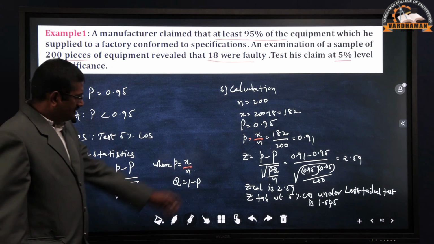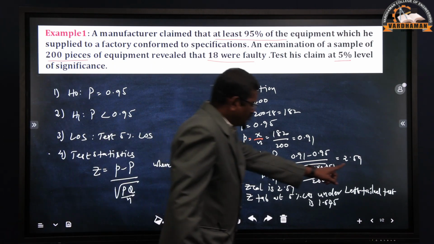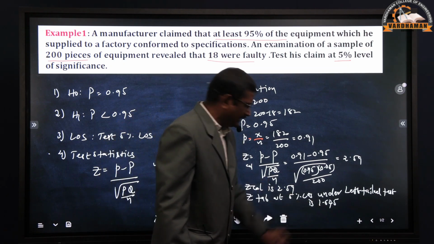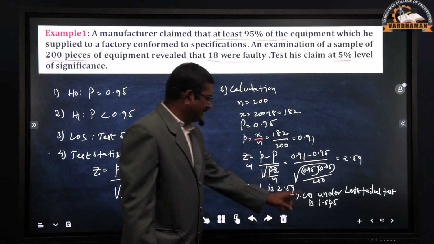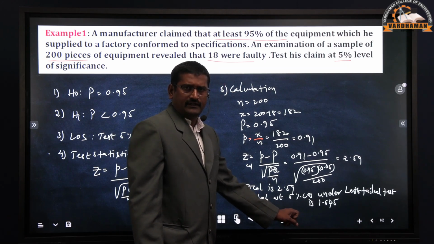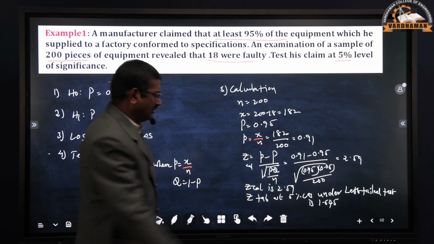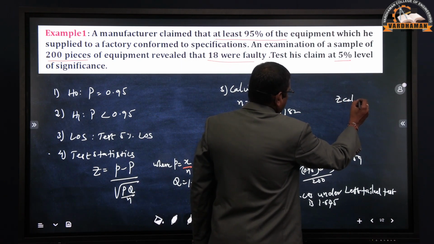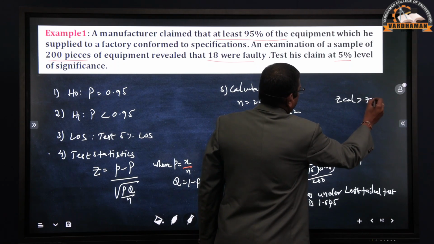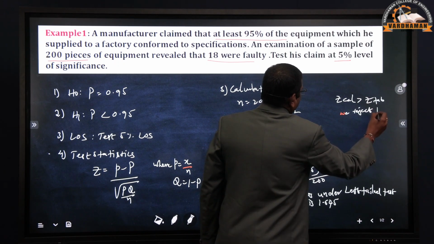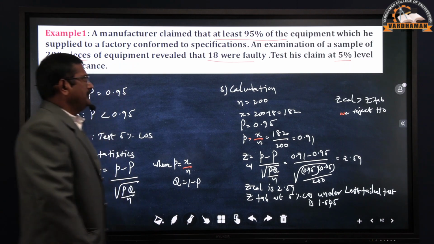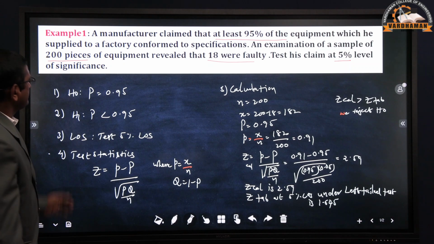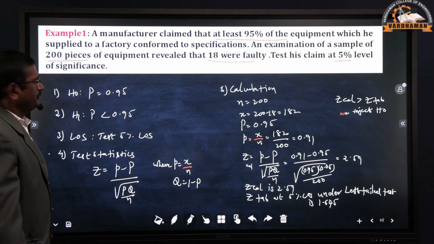If you observe, Z calculated value is 2.59, Z table value is 1.645. So Z calculated value is greater than Z table value. So that's why we should reject H0. That is what we confirm here: Z calculated value is greater than Z table value, so we reject H0. It means that whatever items they supplied, it's not up to the mark.